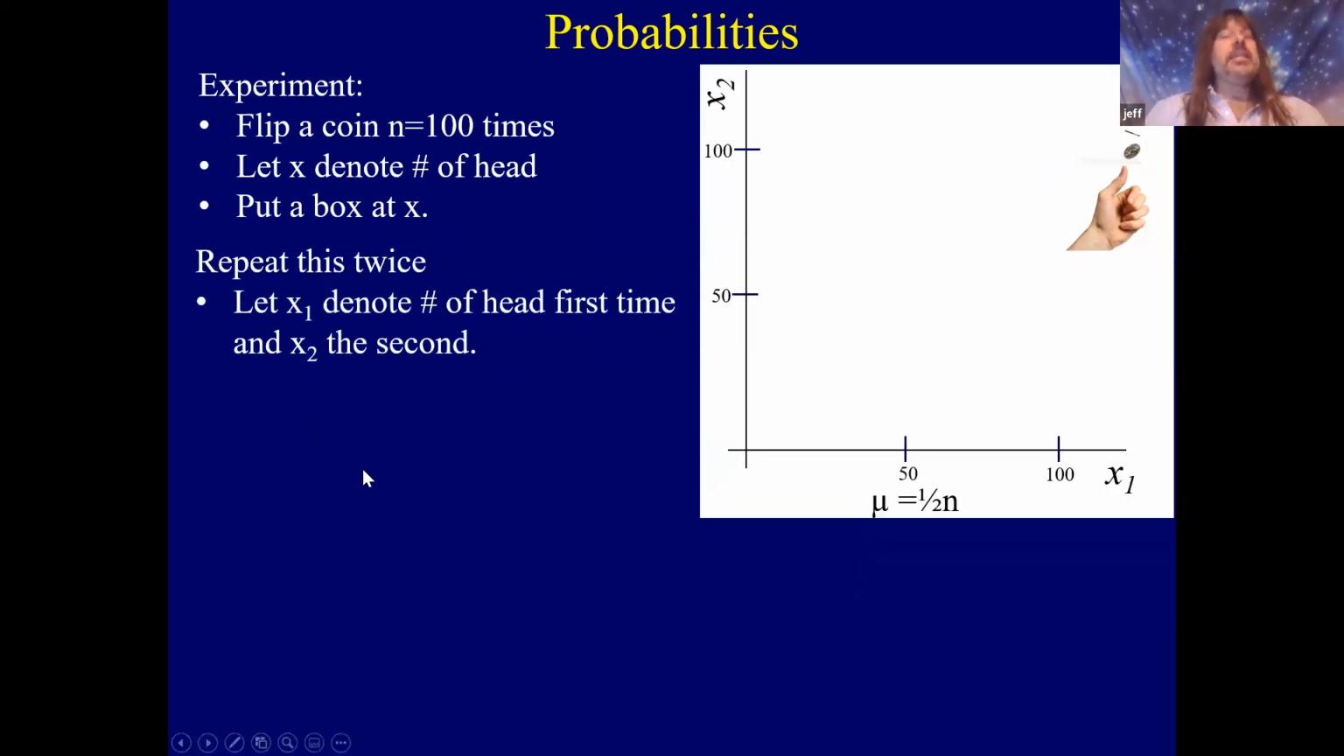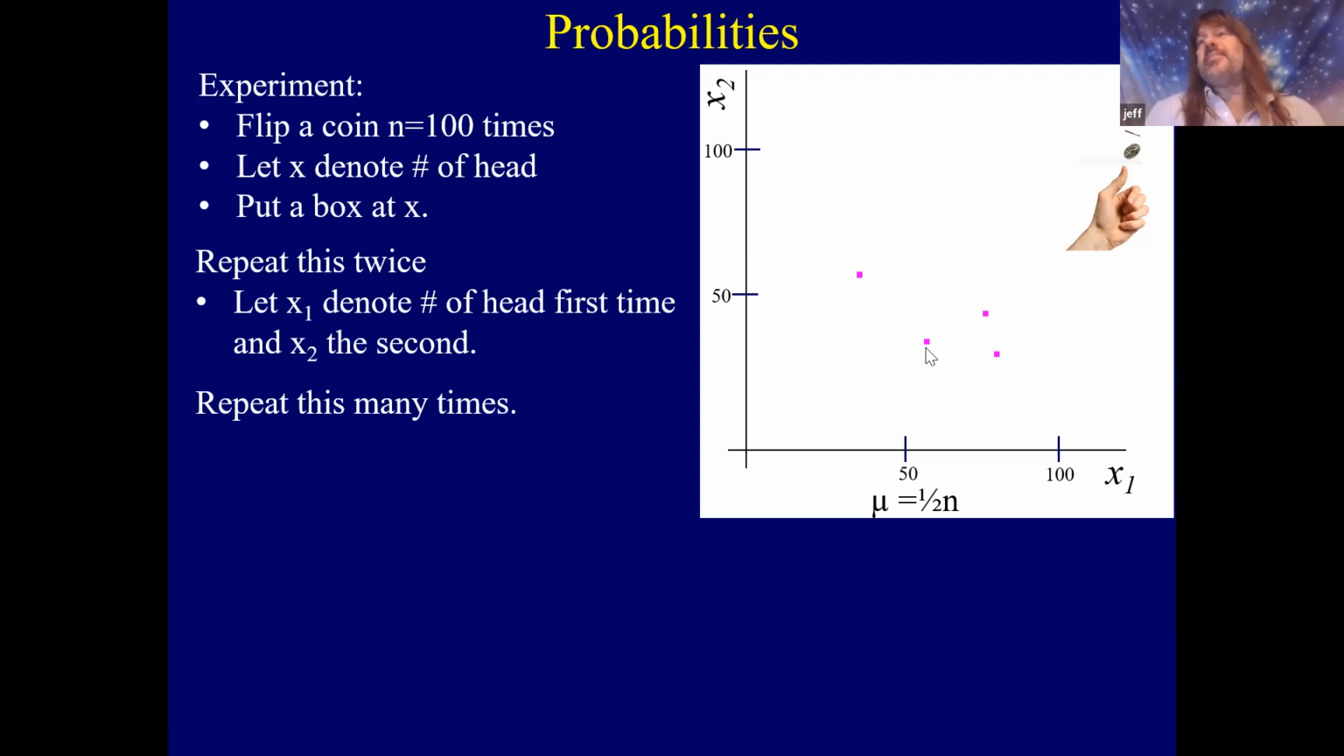So now let's make it a little bit more complicated. Let's flip a coin 100 times, and that will be our value. The number of heads is our value x1. And then we flip it 100 times again, and that will be our value x2. And we put a dot, little square here, for x1 and x2. And we want to see what pattern arises there, right?